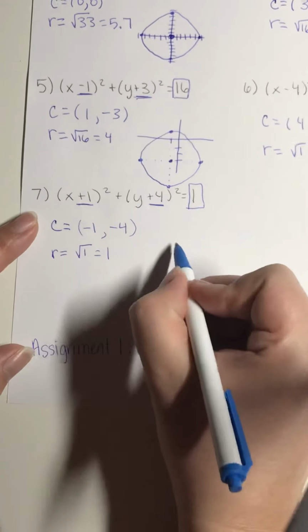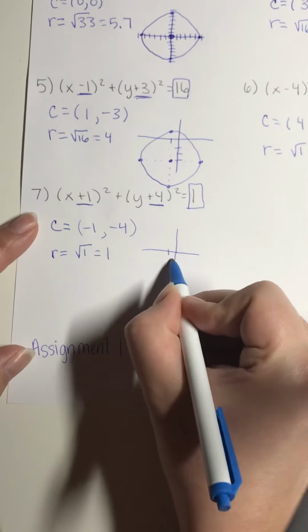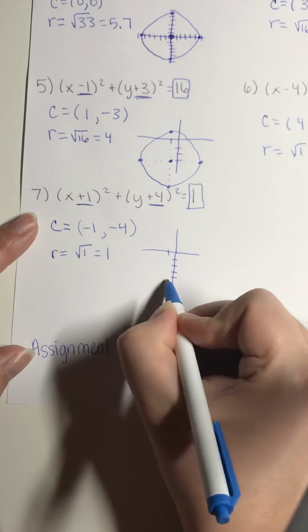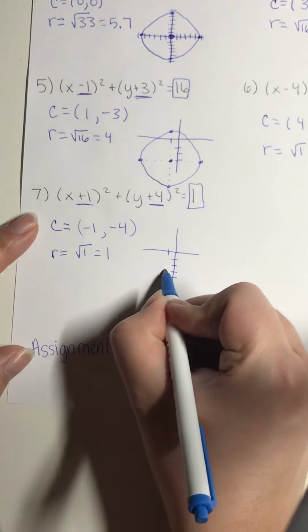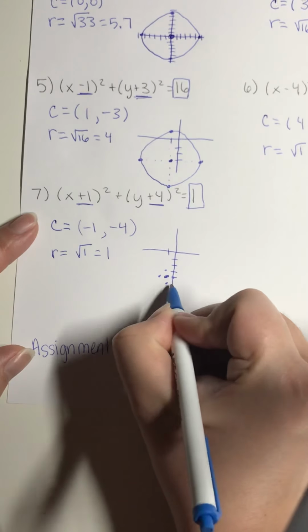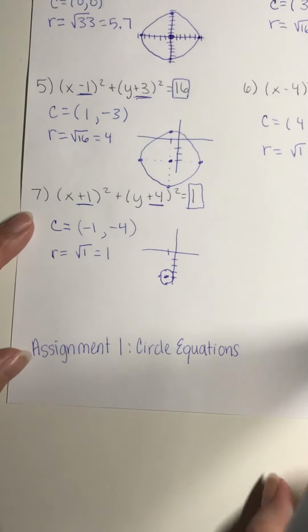Plot my center point. Negative 1, negative 4. Plot that point there. My radius is 1, so I need to go 1 out in every direction. Connect those points. That's how I draw my circle.